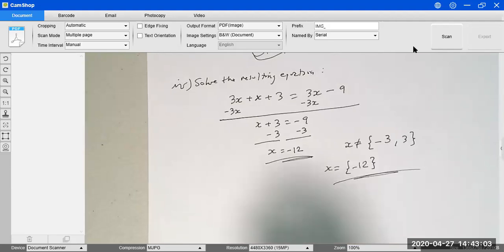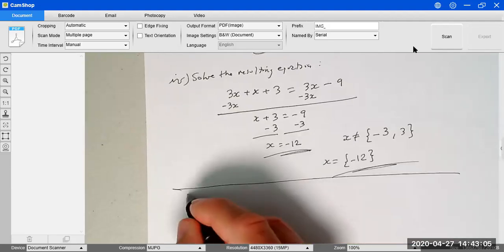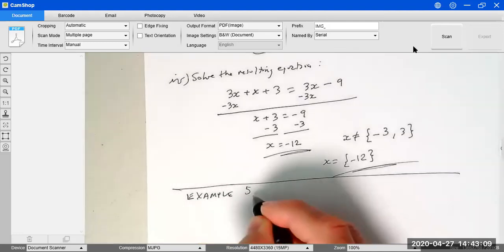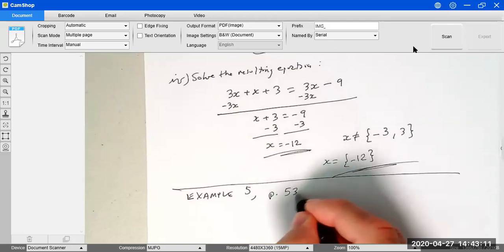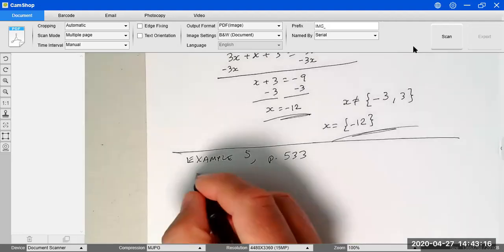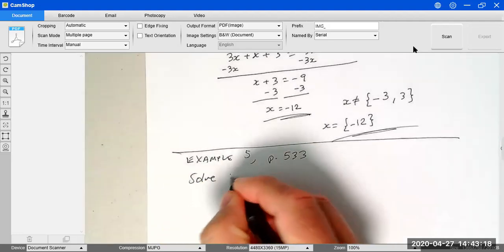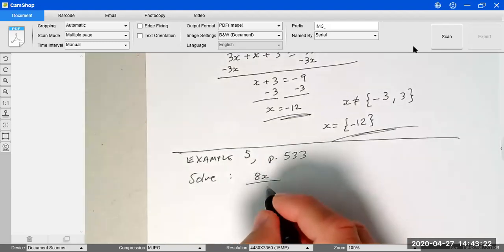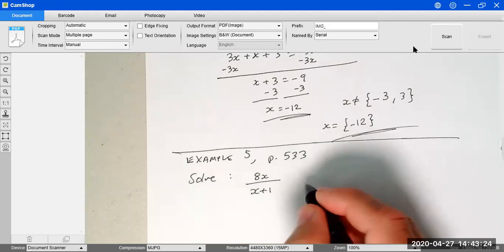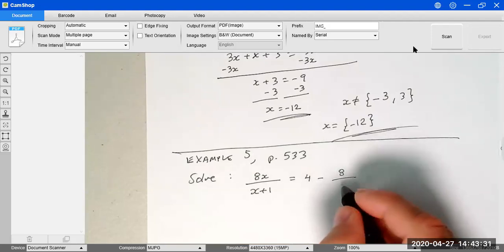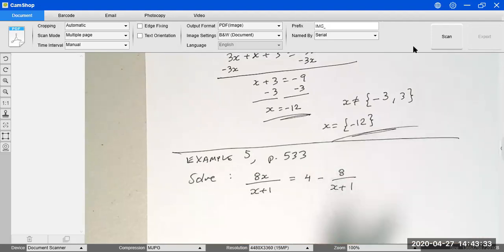So the final problem is example 5. Example 5 on page 533. So now we're going to solve one more rational equation. So we have 8x over x plus 1 equals 4 minus 8 over x plus 1.